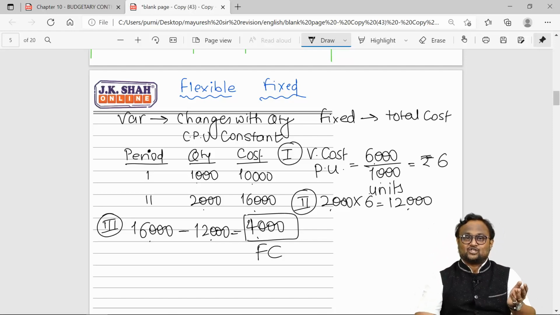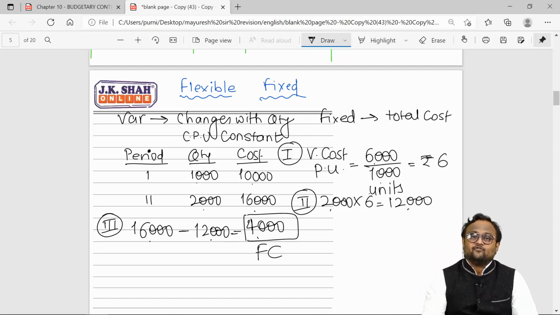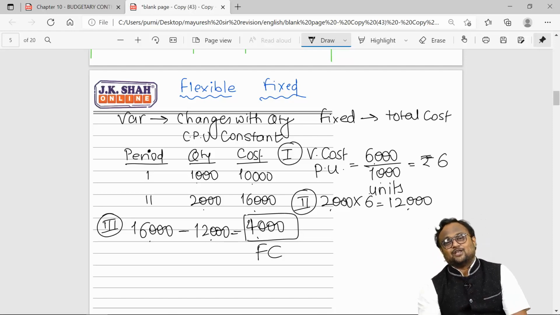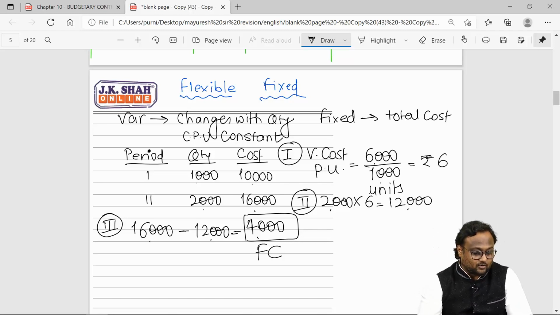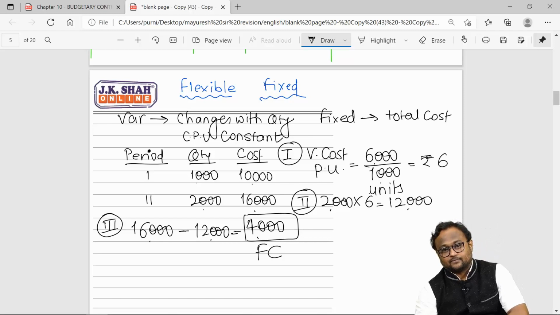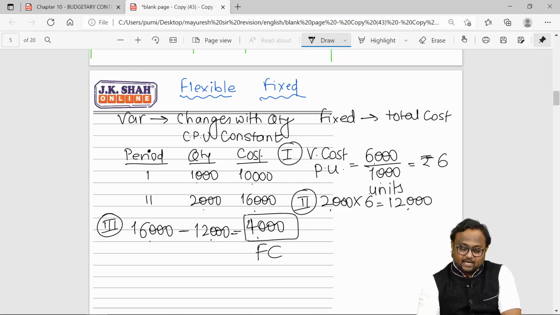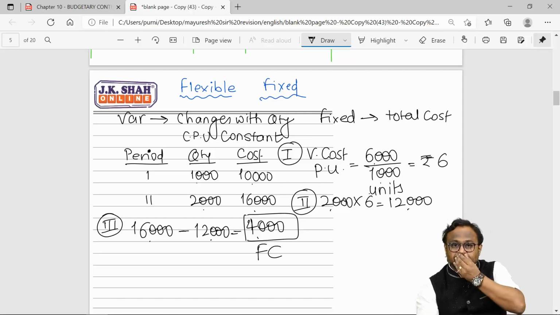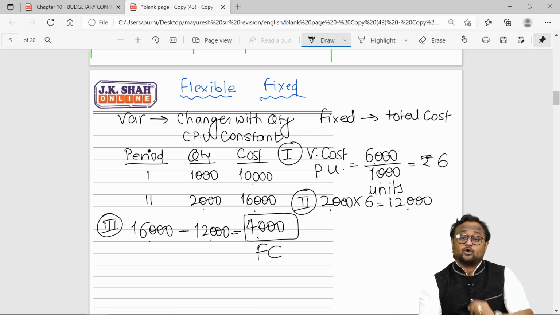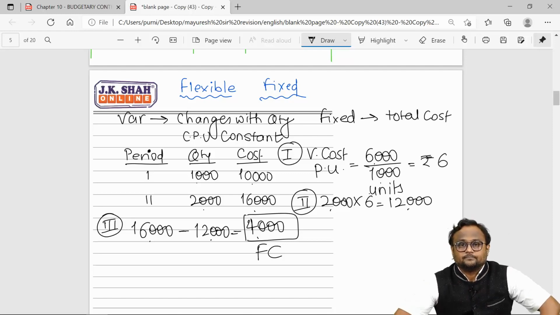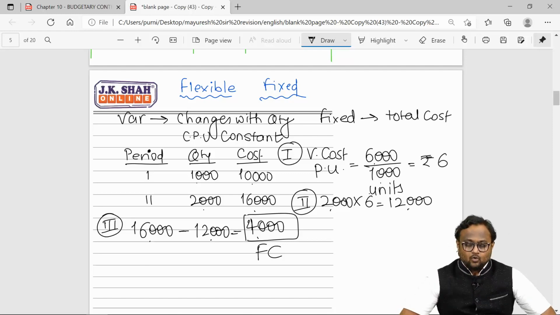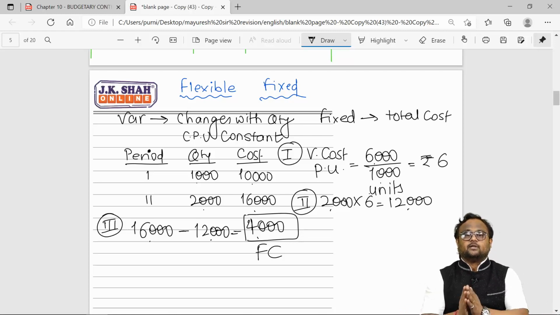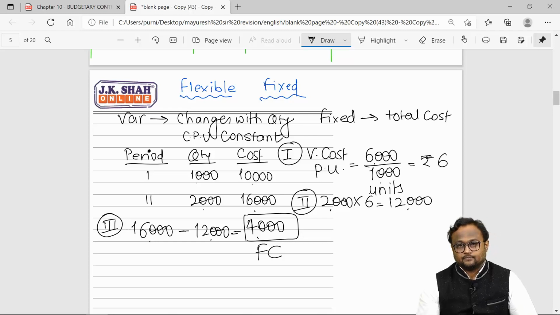So difference in cost upon difference in quantity will give you variable cost per unit. Use that variable cost per unit to get the total variable cost, and subtract that from the total cost to get the fixed cost structure. Only this much you're supposed to understand before you start solving flexible and fixed budget questions.